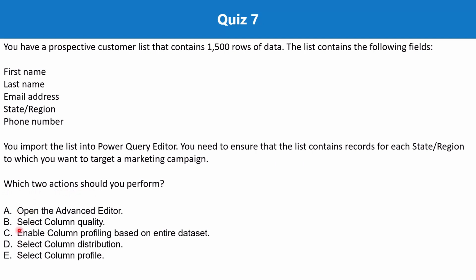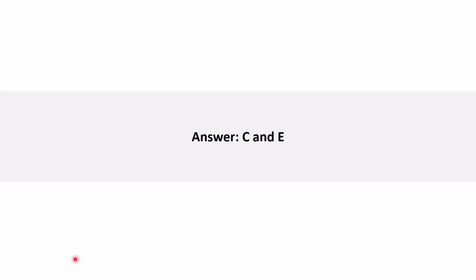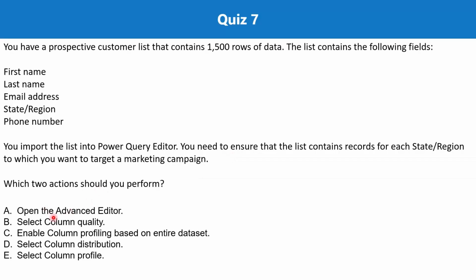So these are the five options: open the advanced editor, select column quality, enable column profiling based on the entire data set, select column distribution, and select column profile. So the correct answer is C and E. So if I go back, why have we selected C and E? Because obviously the thing to remember here is that there are 1500 rows. So the default view is 1000 rows. So you will click on the column profiling option and select the column profiling based on the entire data set.